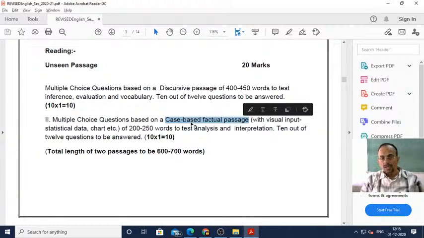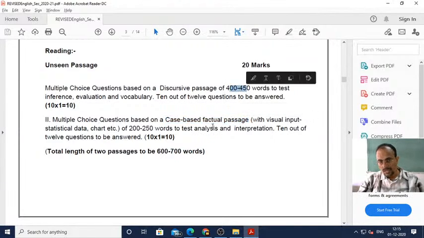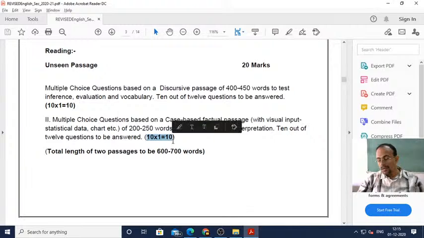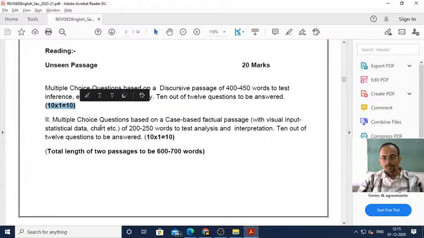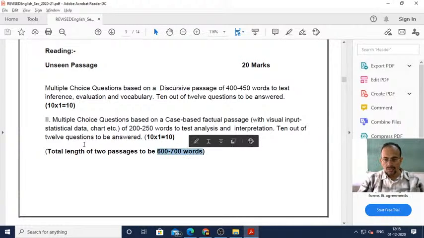The second passage is 200 to 250 words, unlike the first passage, which has 400 to 450 words. Here also you'll get 10 multiple choice questions, and in the first passage also you shall get 10 multiple choice questions. So question number 1 and question number 2 together consist of 20 marks, 10 and 10. The total length of the passages is 600 to 700 words.